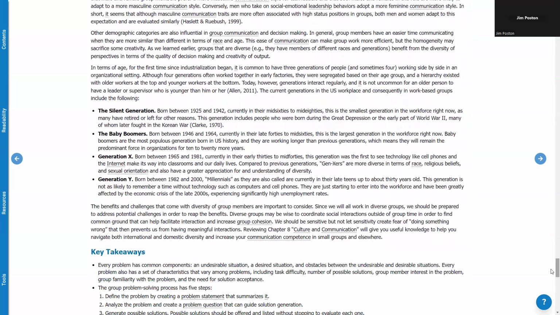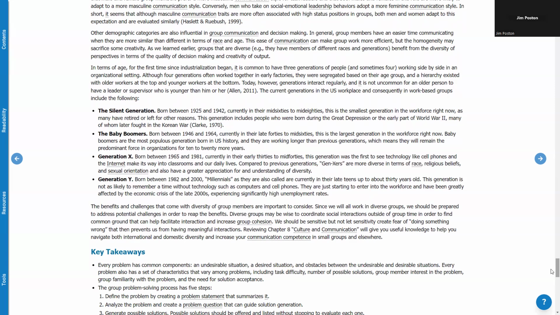Other demographic categories are also influential in group communication and decision making. In general, group members have an easier time communicating when they are more similar than different in terms of race and age. This ease of communication can make group work more efficient, but the homogeneity may sacrifice some creativity. As we learned earlier, groups that are diverse benefit from the diversity of perspectives in terms of the quality of decision making and creativity of output.